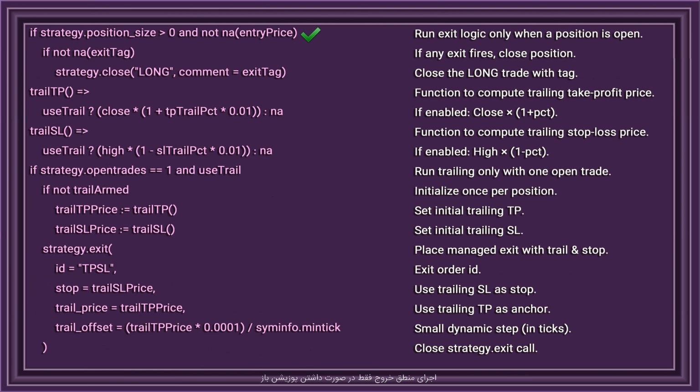Run exit logic only when a position is open. If any exit fires, close position. Close the long trade with tag. Function to compute trailing take profit price. If enabled, close times 1 plus PCT. Function to compute trailing stop loss price. If enabled, high times 1 minus PCT.